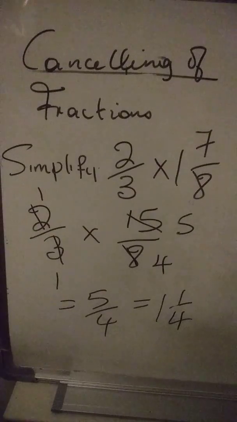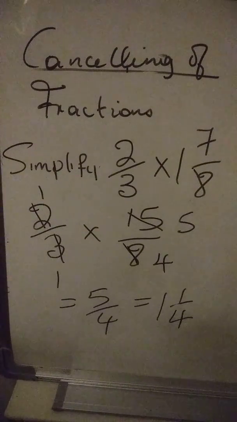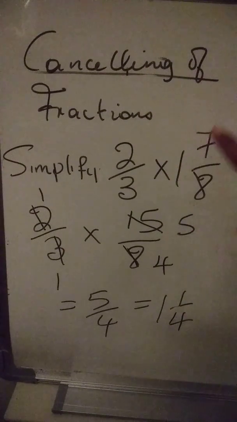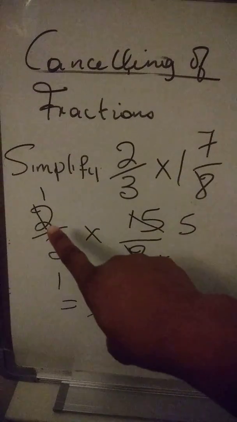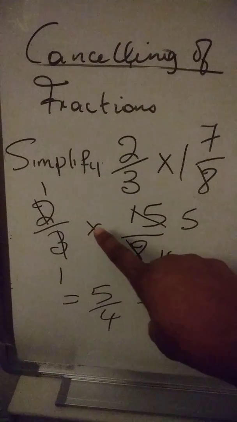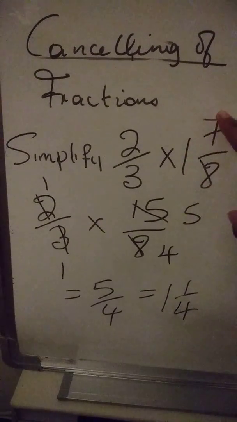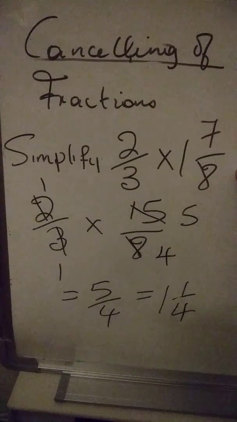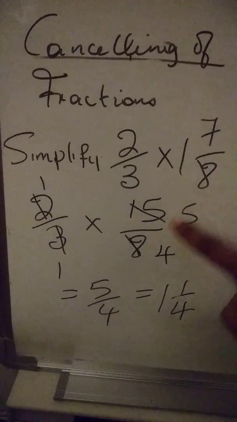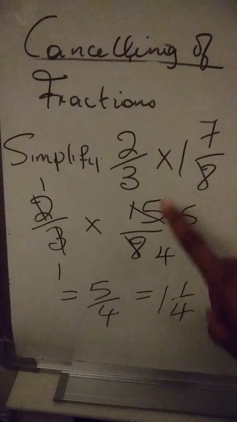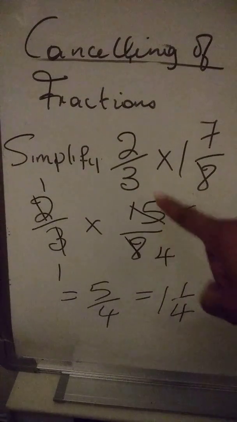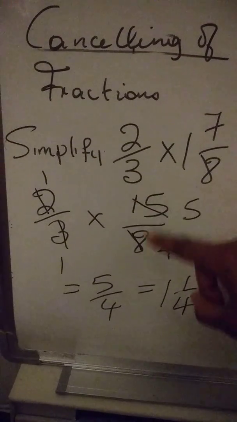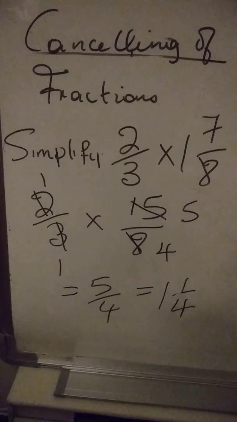So the first question, we're asked to simplify 2/3 times 1 and 7/8. 2/3 times 8/8 and 7/15 over 8. Because as I said before, it's easier to work when you change the mixed fraction into an improper fraction.